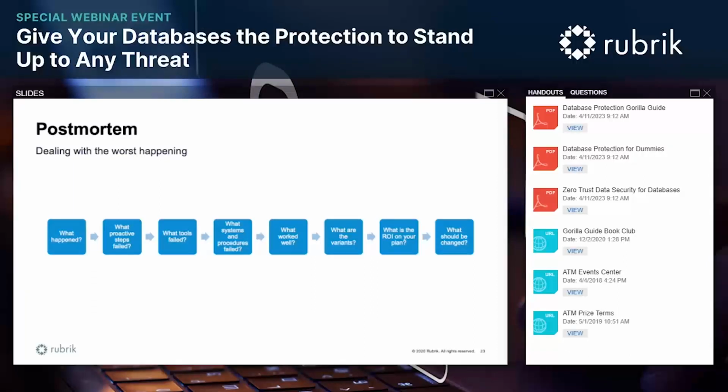This is where the concept of a postmortem is critical. We really need to understand the following. One, what happened? Did proactive steps that we have in place fail? What about tools? Does the tooling we used, did something fail there? Any systems, procedures, and processes that failed?